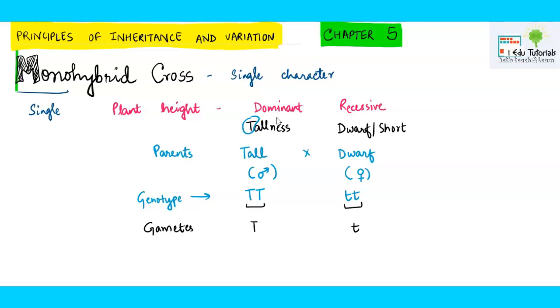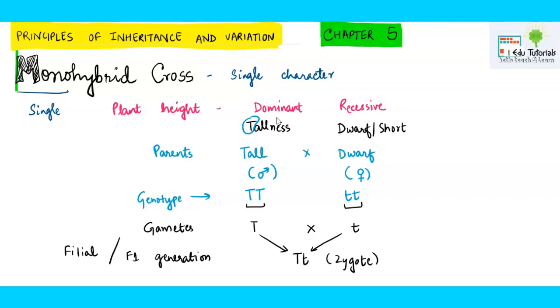Now, when fertilization will happen, of course, you know that male and female gametes have to fuse together. So, fertilization is going to happen and this will produce the F1 generation or the filial 1 generation. So in the first generation, this capital T and small t, one has come from the male parent, another has come from the female parent and this has resulted in the formation of a zygote. Ultimately it will develop by embryogenesis and then an individual will be formed, right?